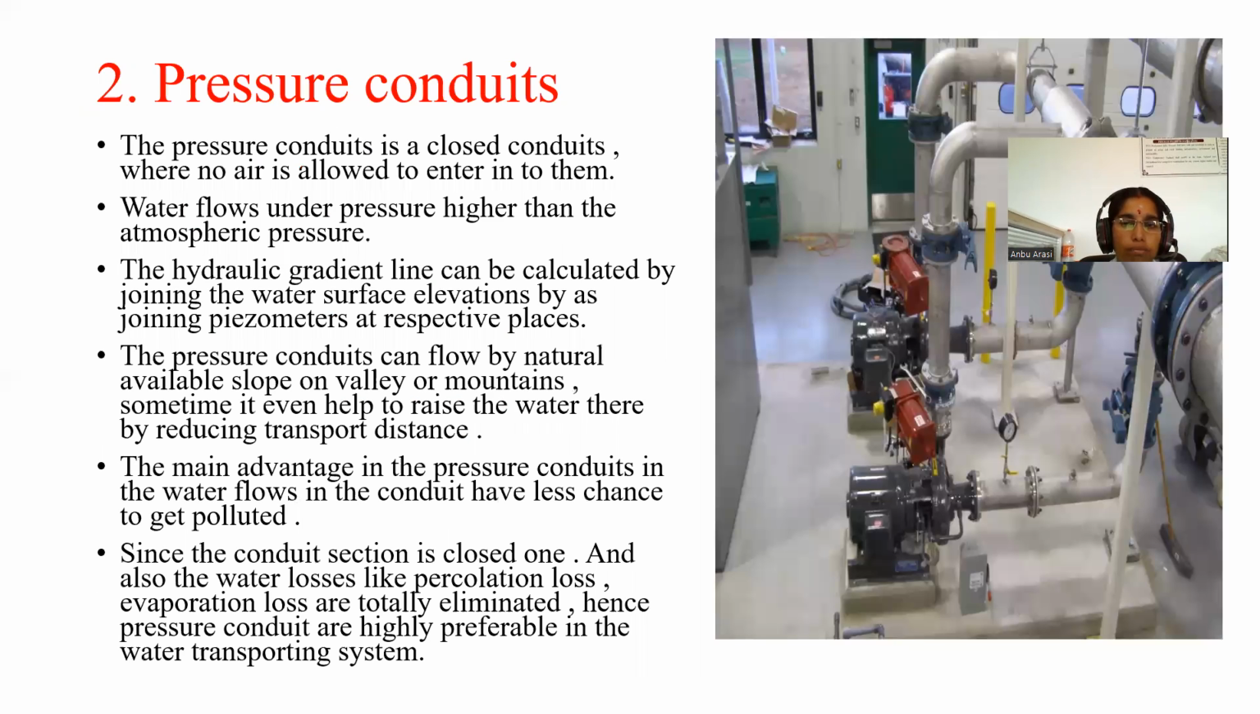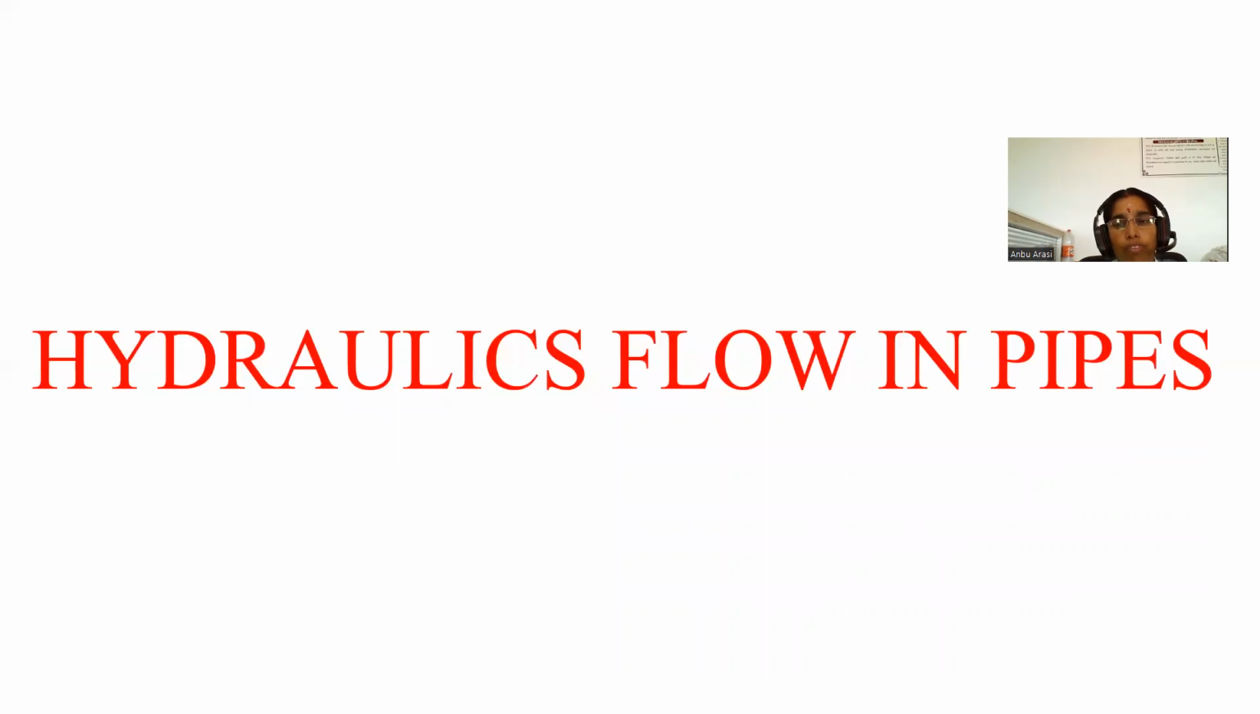Next, the pressure conduit. The pressure conduit is a closed conduit where no air is allowed to enter. Water flows under pressure higher than atmospheric pressure. These are the two types of conduits.